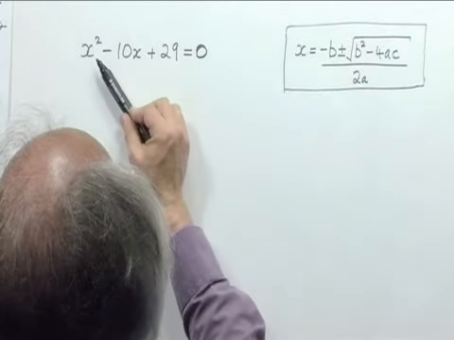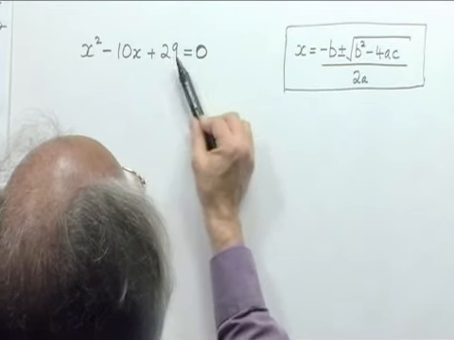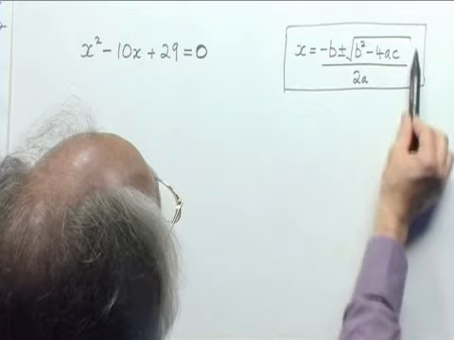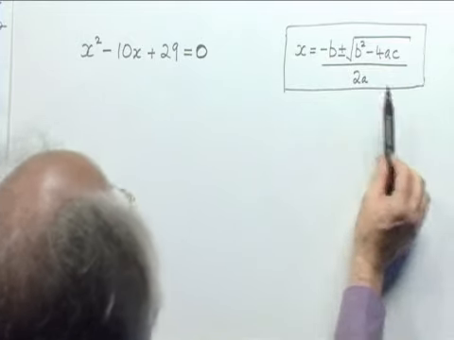In this unit, I'm going to define formally what we mean by a complex number. To do that, let's revisit the solution of a quadratic equation. And this time, we'll look at this quadratic equation here. x squared minus 10x plus 29 is 0. And we solve it using the formula for solving a quadratic equation.